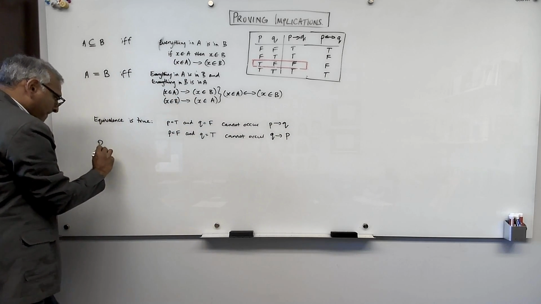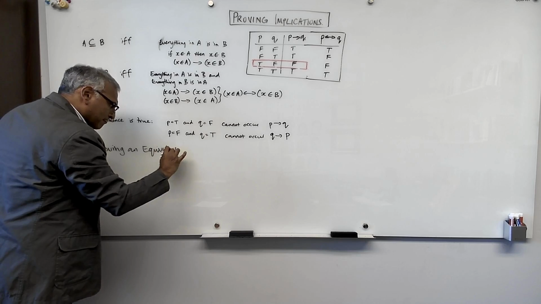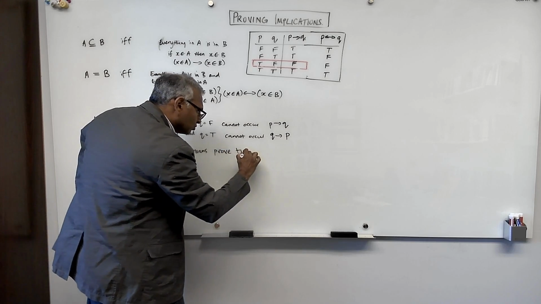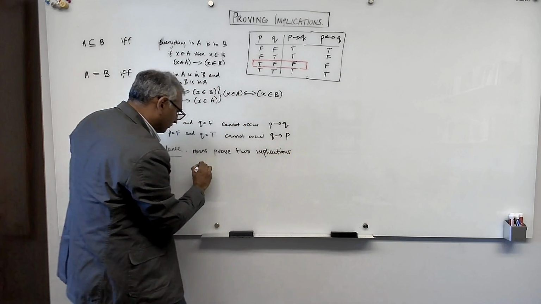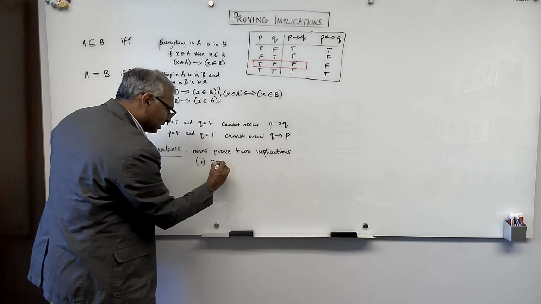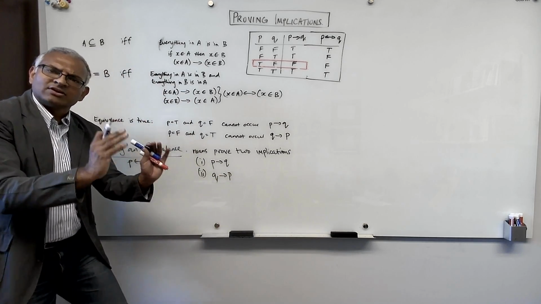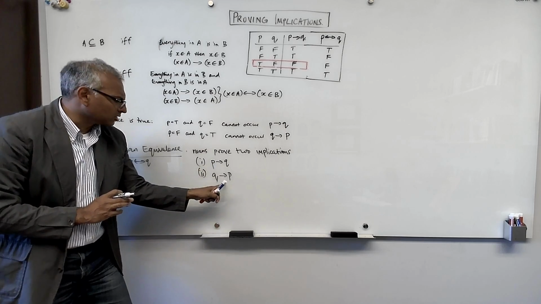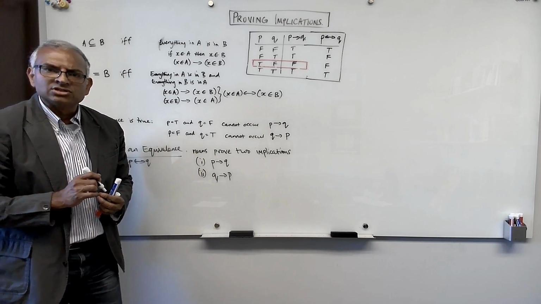So, proving an equivalence means prove two implications. To prove an equivalence P if and only if Q, you have to prove one, P implies Q, and two, Q implies P. And you can use whatever method you want to prove either of these. They can be proved totally separately. You can use direct here and contraposition here. You can use any method of proof for an implication you want.